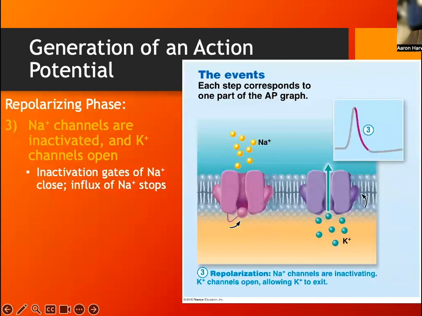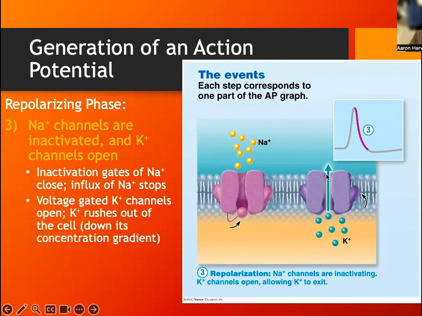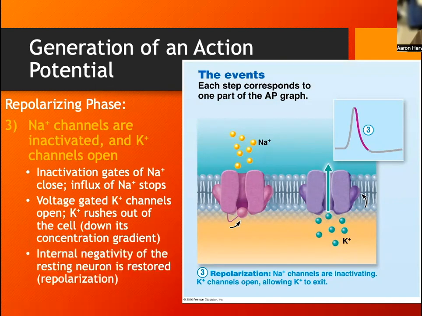Step 3 here, we're looking at the repolarizing phase. So basically, the sodium channels are inactivated. Potassium channels are open. So you are now exchanging the potassium. You inactivate the sodium, so you stop the influx of sodium, and then you open up the channels of potassium. Potassium rushes out of the cell down its concentration gradient. So that's repolarization. And basically the internal negativity of the resting neuron is restored.